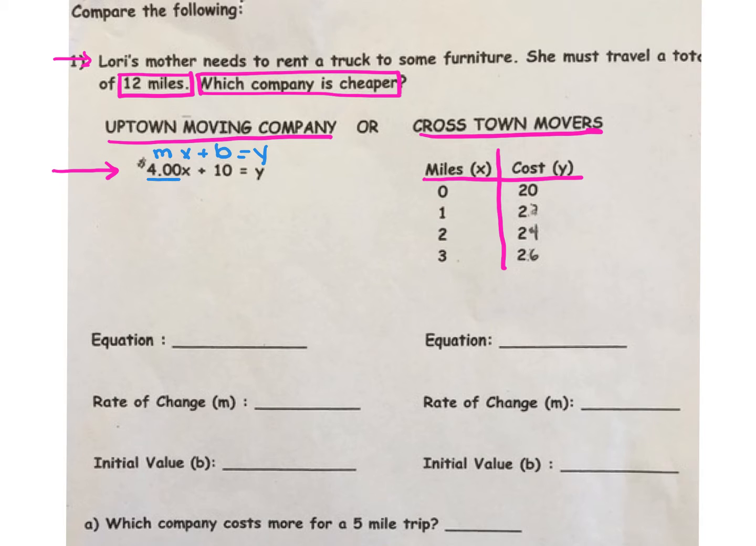We know that $4 is our slope, but we can also refer to it as our rate of change. Please write down $4 equals m, or m equals $4. Written as a ratio, that rate of change would be $4 per every one, and in this case, it's per every 1 mile.